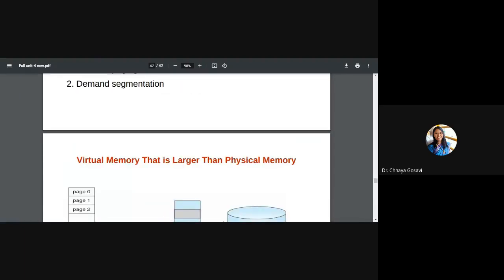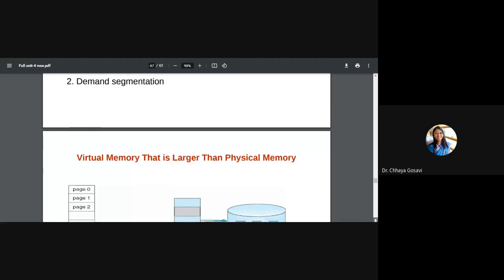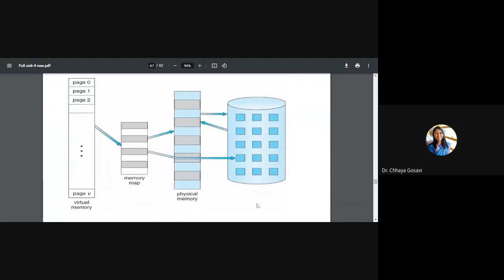So with virtual memory that is larger than physical memory, we are creating an illusion. This is a memory map. This is the virtual memory. We assume that all the pages are loaded in main memory, but they are not. If a page is not available, we bring that page in from the backing store into main memory. So virtual memory allows all the pages, while physical memory allows limited pages. The rest of the pages are loaded on the backing store.